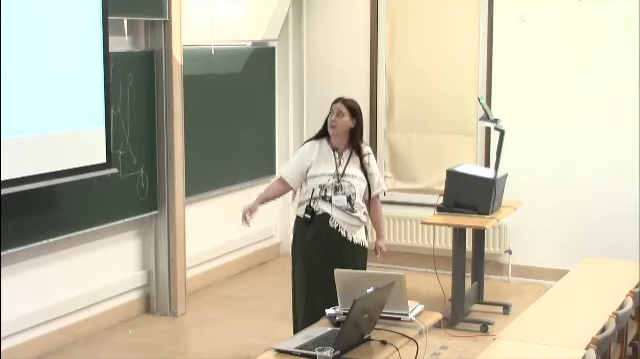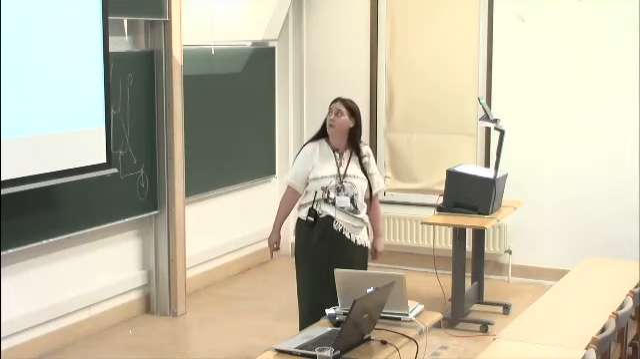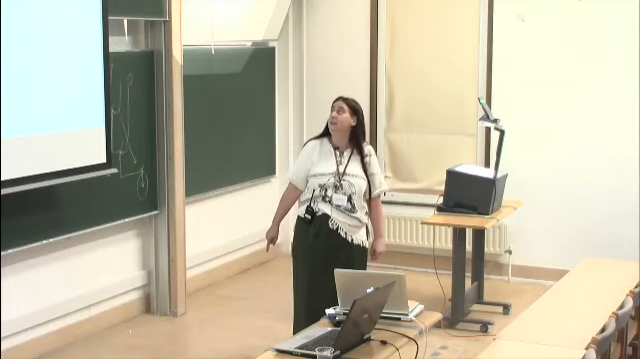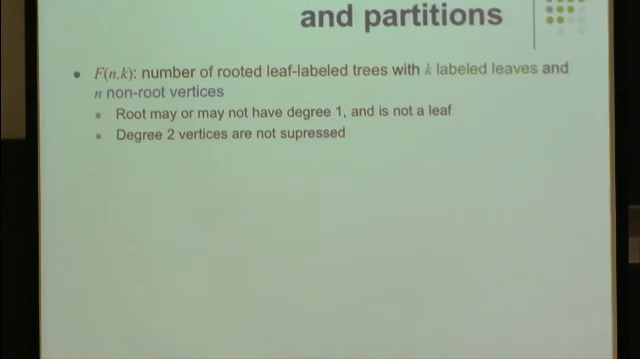So some notation: by f(n,k), I will denote the number of rooted leaf-labeled trees with k labeled leaves and n non-root vertices. So n, which is one of the important parameters for me, denotes the number of non-root vertices. And k is the number of leaves. Importantly, what I'm talking about is mathematical trees. In a mathematical tree, the root may or may not have degree 1, and I will not consider it as a leaf. That's important for something else.